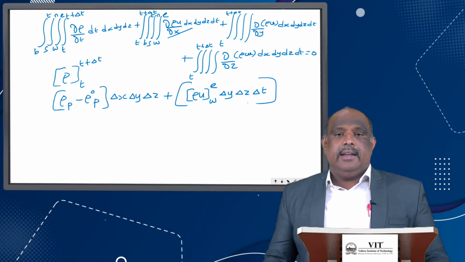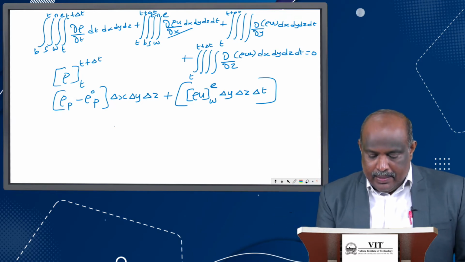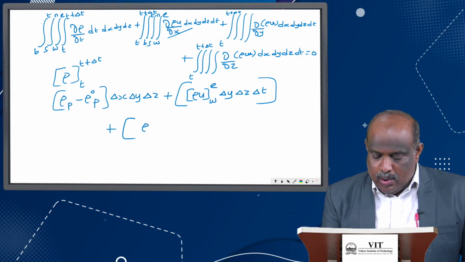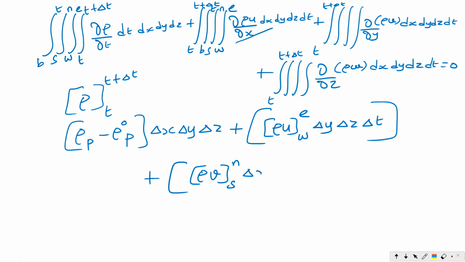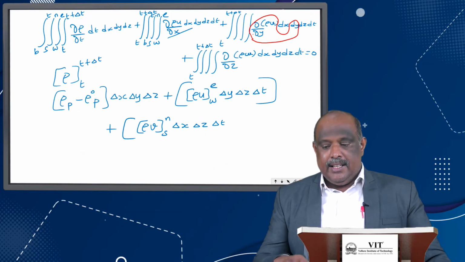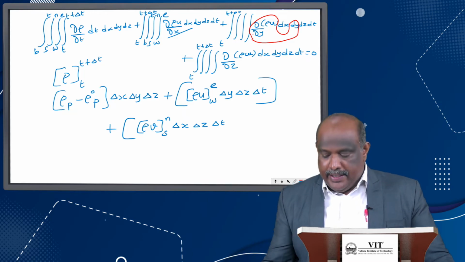Similarly, if I can integrate the third and fourth term, I will end up like this, plus rho into v, where the limits of integration in the y direction are southern phase to the northern phase. It will become delta x delta z into delta t, because when I integrate this term, I have to integrate dou by dou y of rho v into dy, and that term will become what? Rho v. So dx will become delta x, dz will become delta z, dt will become delta t. I hope you got it.